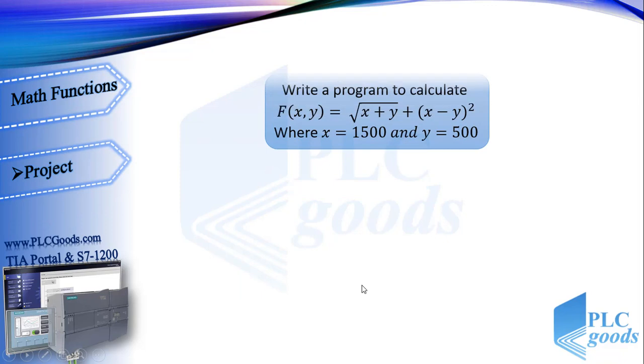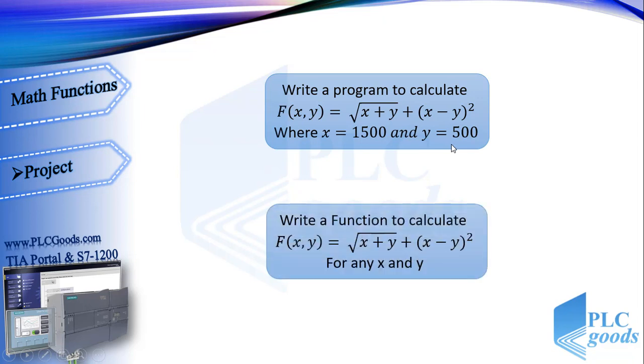Now let's do a simple project. Try to write a program to calculate this function, where x equals 1500 and y equals 500. Pause this video, you can do it in many ways. Then compare your program result with mine, to check if it is correct. Then write a function to calculate this function for any x and y values.